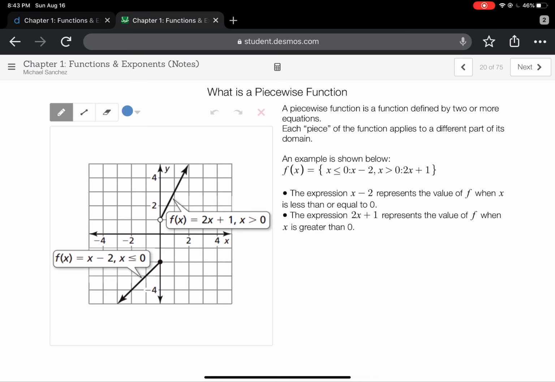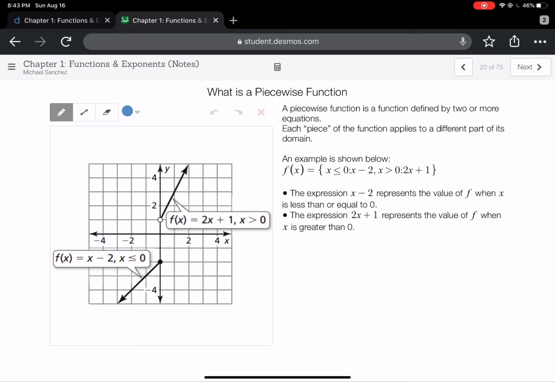So what is a piecewise function? A piecewise function is a function that is defined by two or more equations, right? So usually what we've graphed is a function that's just the same. One function works for the whole thing. We do the same thing throughout the whole entire graph. But a piecewise function has two pieces and it applies to a different part of its domain.